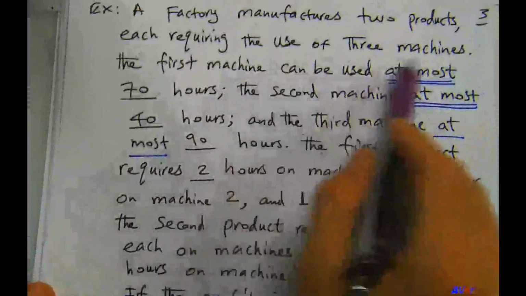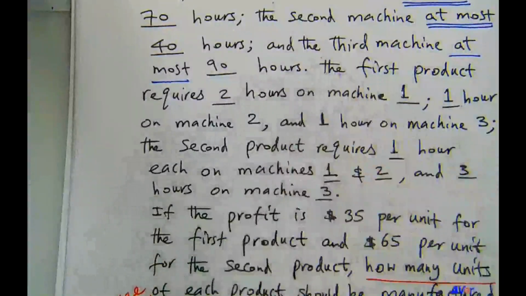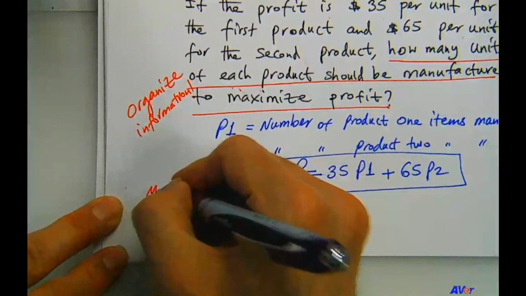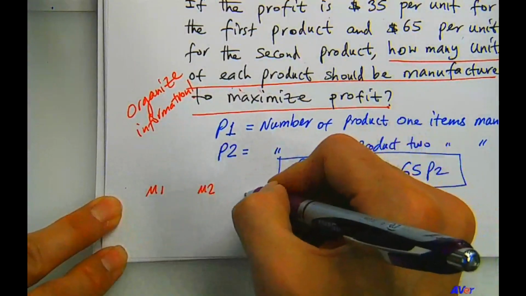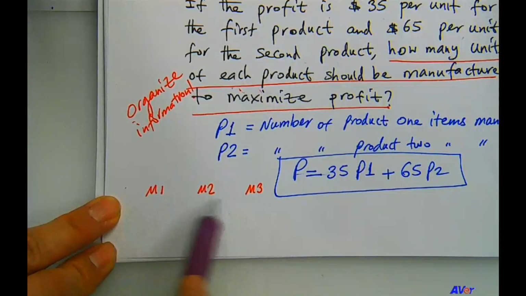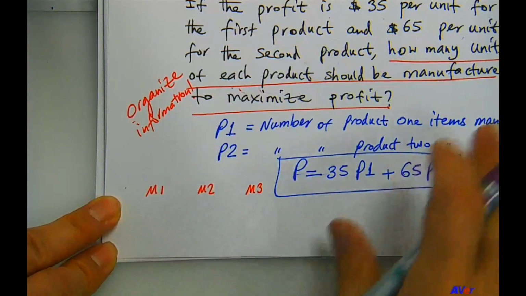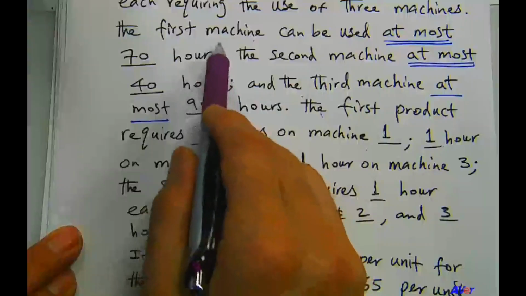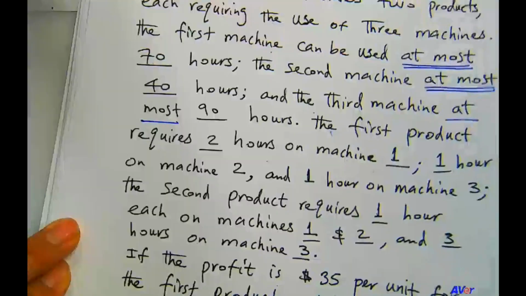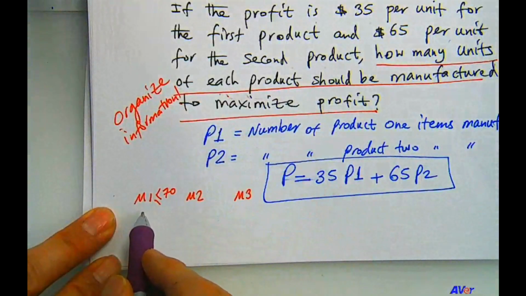So it says that the first machine, we have three machines, right? Machine 1, 2, and 3. So let me give those variables M1, M2, and M3. Remember, we're organizing the information. I'm not going to use M1, M2, M3 in my constraints, but I'm using these letters and variables to organize my information. So the first machine can be used at most 70 hours. So this machine is at most 70, so less than or equal to 70.